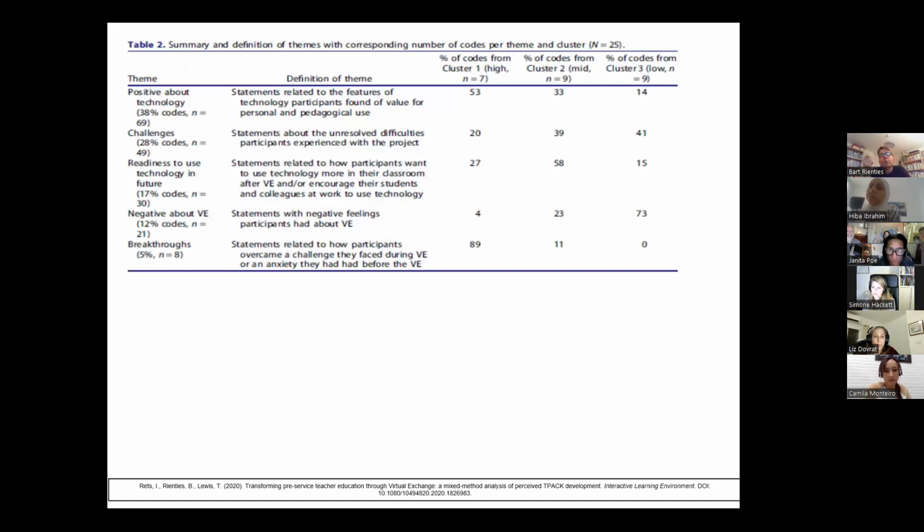So this is the coding book that we used, and we did thematic analysis, and we identified 5 common themes that were present in the data. And then we triangulated this back to the cluster that students belong to. So cluster 1 is the high students, in terms of they made high gains. Cluster 2 is the mid gains, and cluster 3 are the low gains.